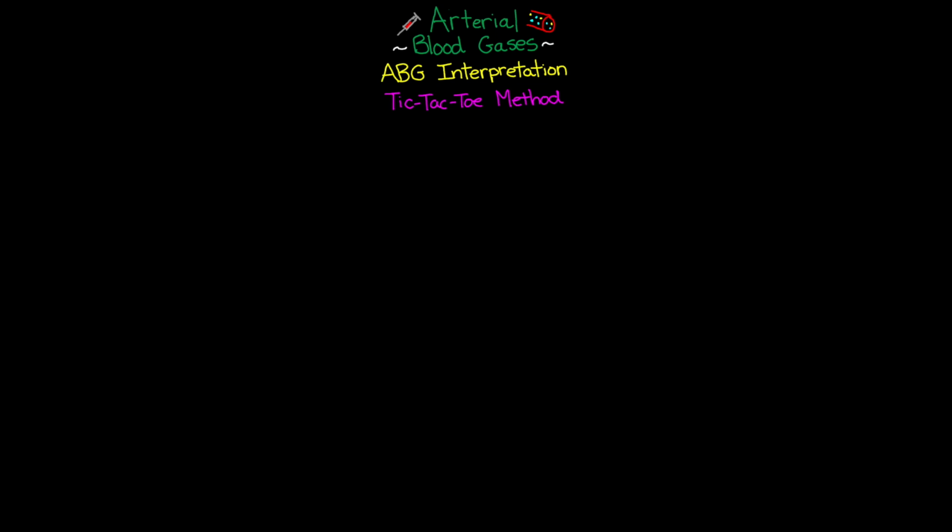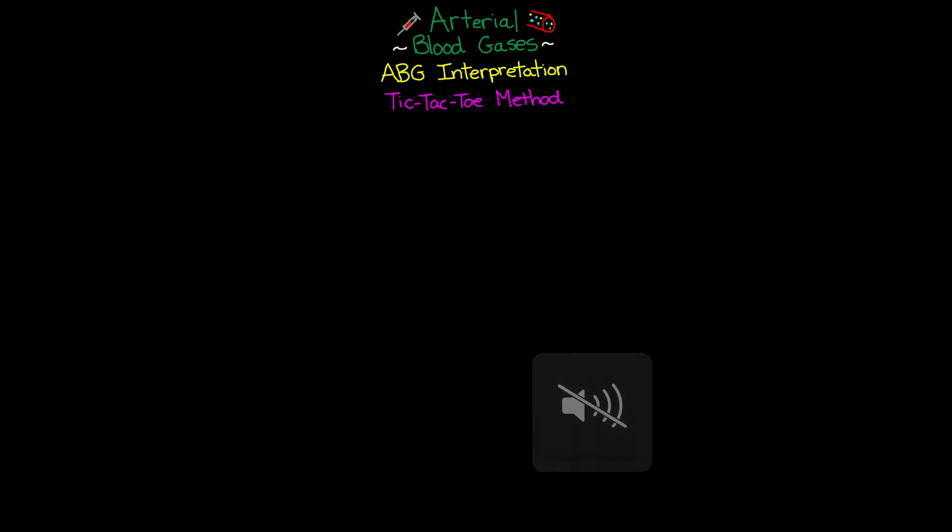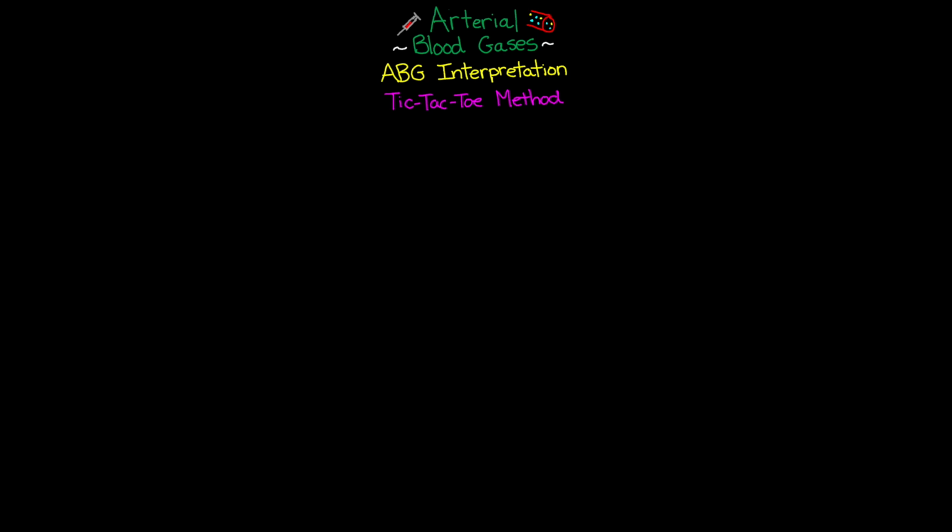Alright, so the Tic Tac Toe method, what exactly is this? As I said, it's really a popular method that a lot of people use when they're trying to interpret their ABGs and understand what's going on with their patient. Now, this method is a little bit different than what we talked about in the last two lessons, in which we broke down the first 4 steps of interpreting an ABG, as well as the follow-on interpretation of whether your patient was compensated, fully compensated, not compensated, or partially compensated.